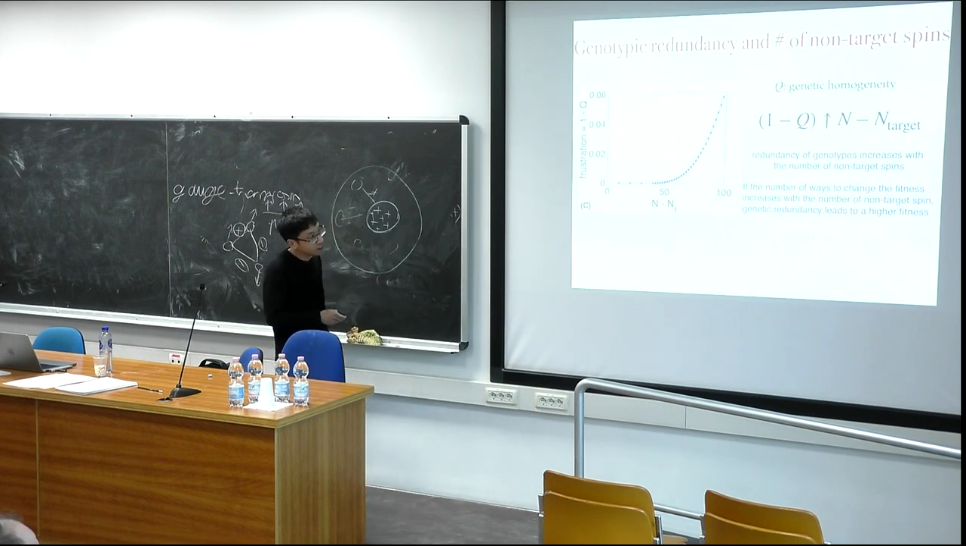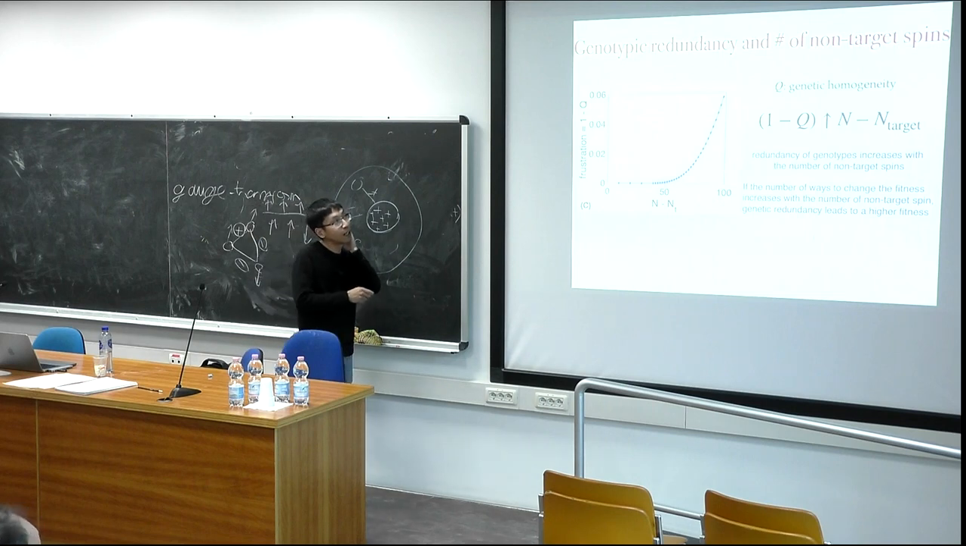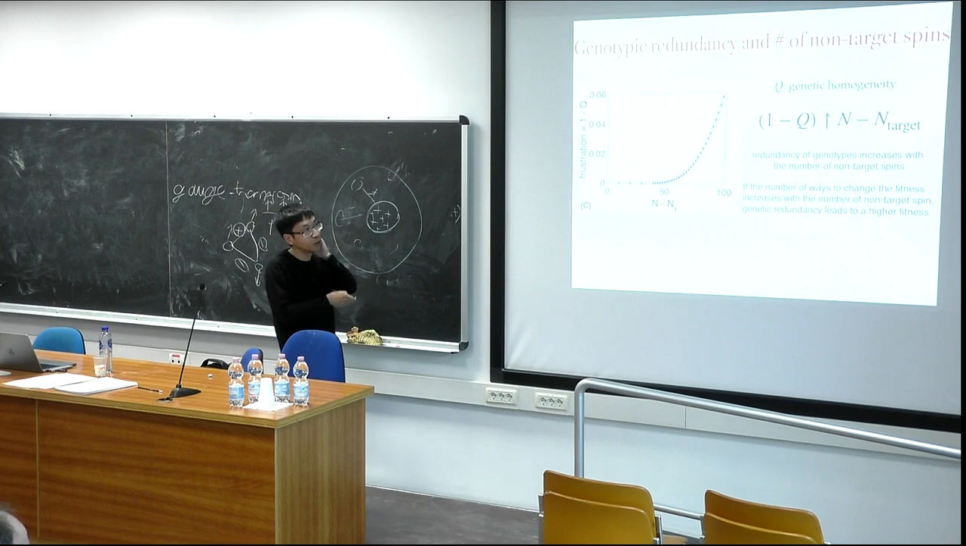So if you consider the number of non-target spins, n minus nt is the number of non-target spins. And the frustration index is something like 1 minus the correlation. Then you see, I can say it's a phase transition-like behavior. If you analyze also the scaling exponent, you can do whatever thing you want here. But the point is that you see a proportionality. Whenever this 1 over Q goes up, then the number of non-target spins also goes up. And the number of non-target spins represents the redundancy of the genotype.